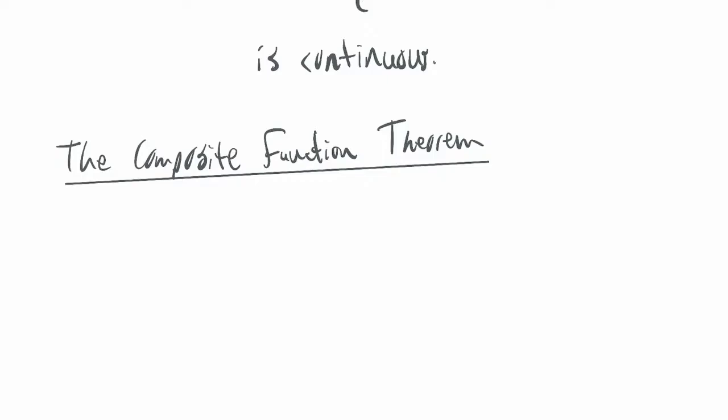So if you have a composite function, you want to find the limit, then as long as the components are all continuous, it's relatively easy. I'll state the theorem and then we'll do a couple of examples.